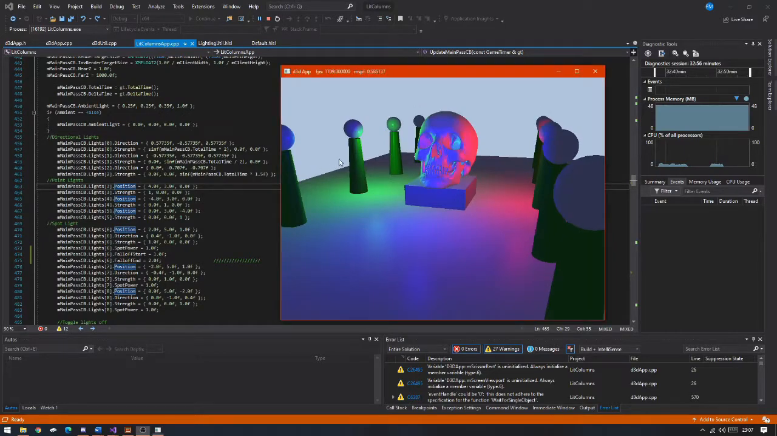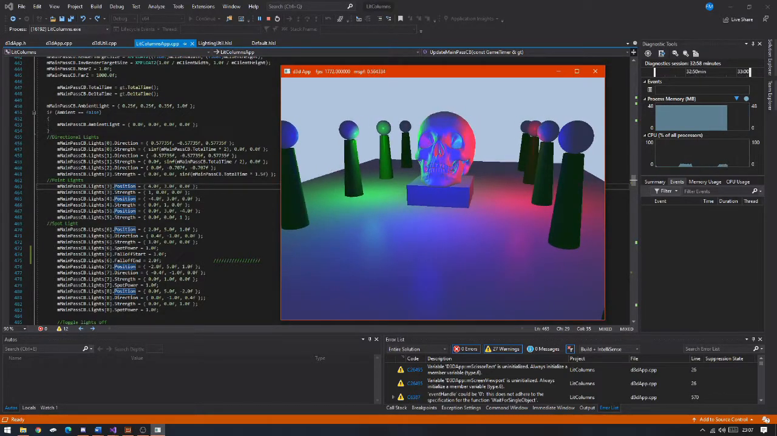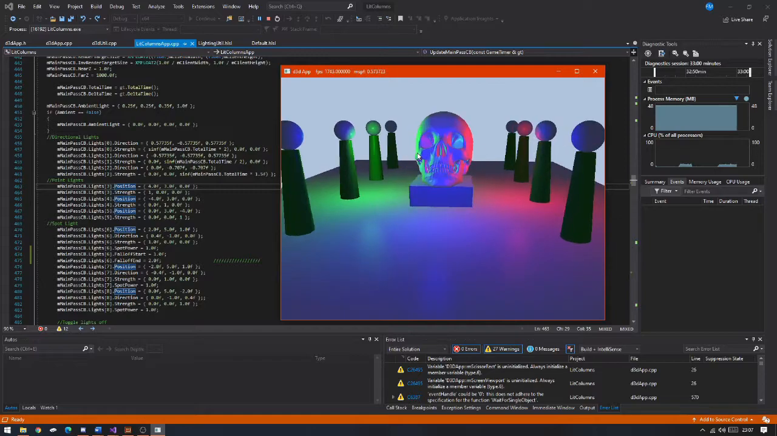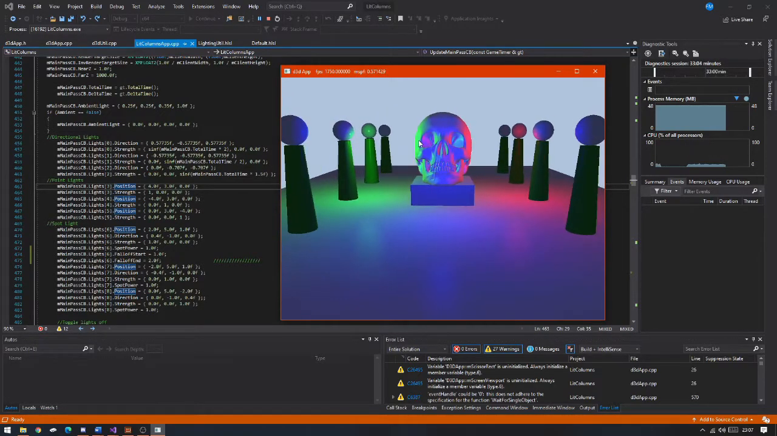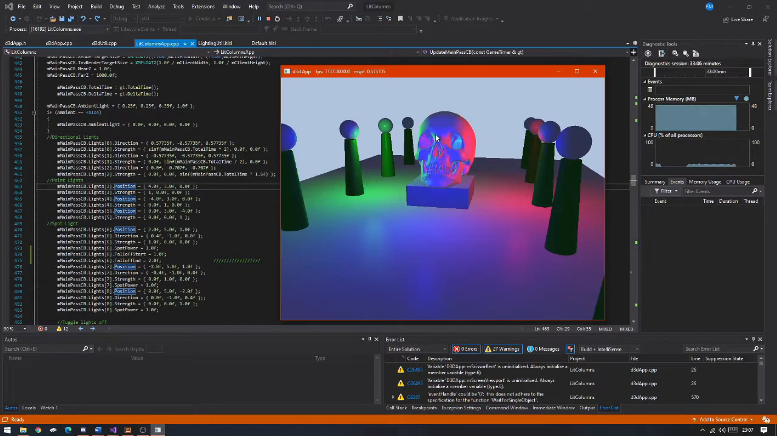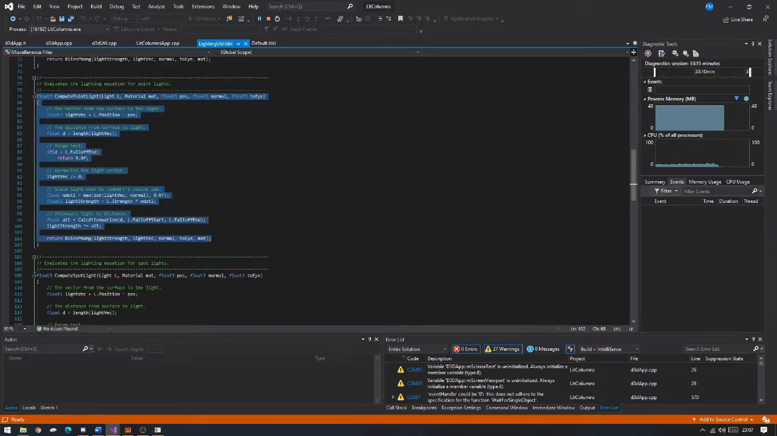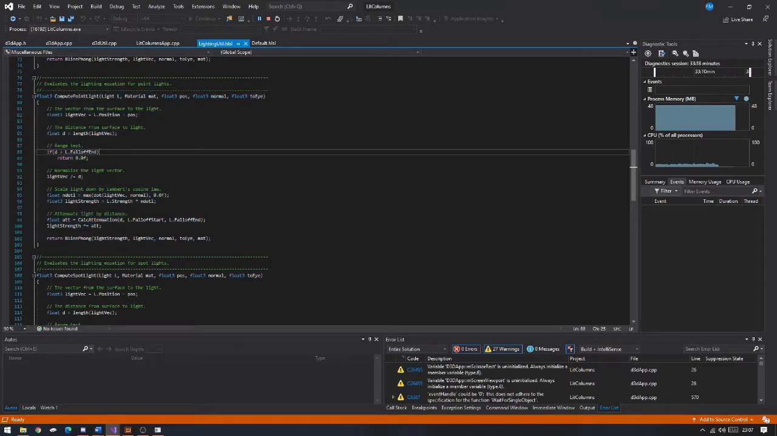Point lights are lights that radiate light spherically in all directions. You can see the green light positioned here is radiating light at the spheres and at the skull. Because of this, the light vector must be calculated for each point as it varies from point to point, whereas with directional light it remains constant. It also means that point lights don't need a direction, but they do need a position. A good example of point lights in games are light bulbs, and we can see the point lights being computed here, as well as the light vectors being calculated here.